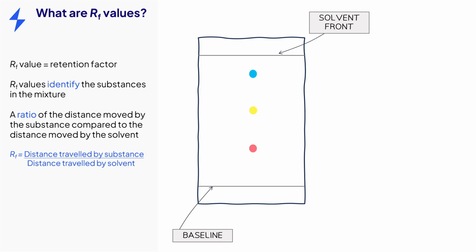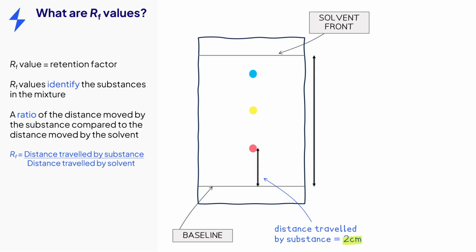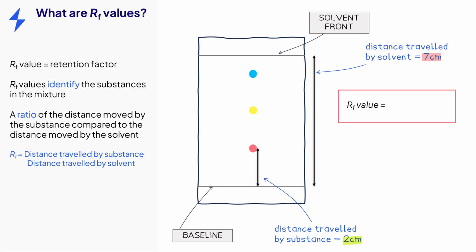So let's have a look at how we would calculate the RF value for the pink dot. Using a ruler, we measure the distance the pink dot has travelled from the start line. It is best to read the distance to the middle of the dot, which in this case would be 2 centimetres. The distance travelled by the solvent from the start line is also measured, which is 7 centimetres. Using the equation, we divide the distance travelled by the substance by the distance travelled by the solvent, which will give us an RF value of 0.29. This value would be compared with a known database of values to confirm the identity of the substance.